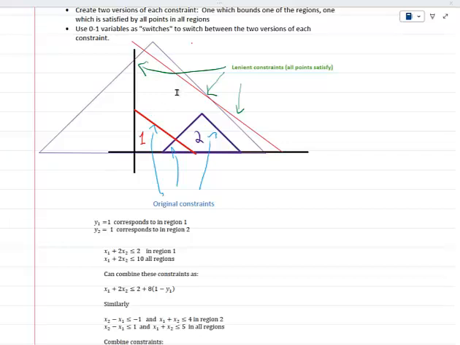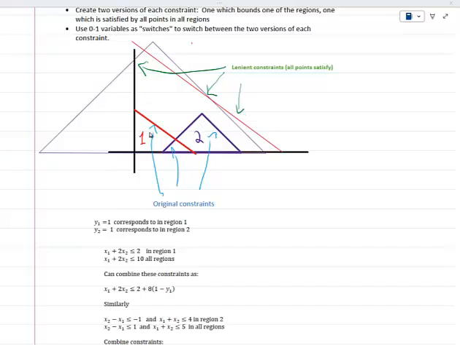As I mentioned, this red constraint is x1 plus 2x2 less than or equal to 2. When I push it out, I have a larger constant as the bound. Now I can combine these two constraints in the following way: x1 plus 2x2 is less than or equal to 2 plus 8 times (1 minus y1). What does that mean? When y1 is equal to 1, in other words when I'm in region 1, then I have x1 plus 2x2 less than or equal to 2, so it has to be inside this region. When y1 is 0, then it has to be inside here. If I turn on the constraint, then I have to be in region 1. If I turn off the constraint, I can be anywhere.